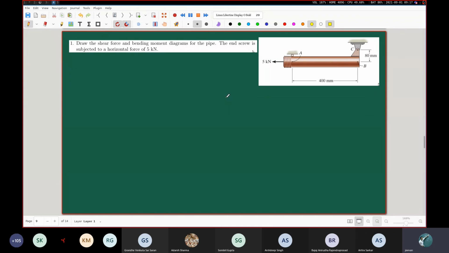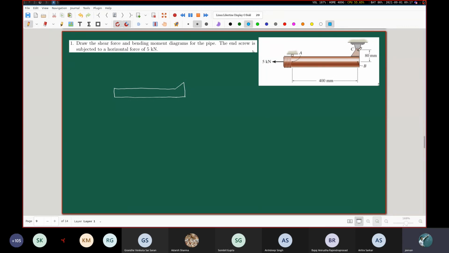Tell me. Because of that 5 kilonewton force, there will be some forces at the point C. Yes. So not to worry. Again, I am telling you, the intellectual effort involved in this problem, the bulk of it has to do with what you studied in your first year.